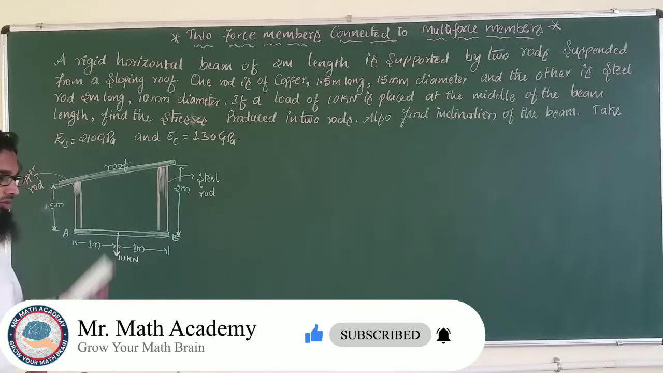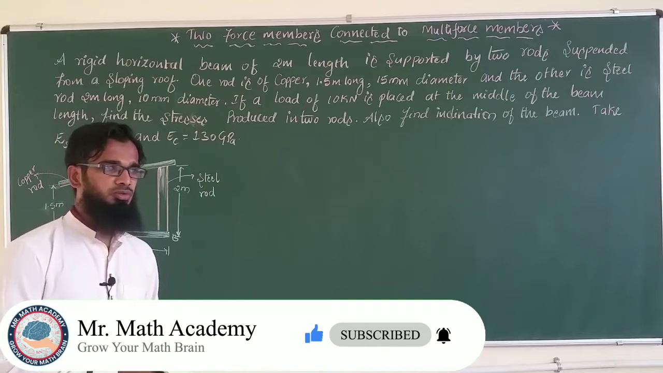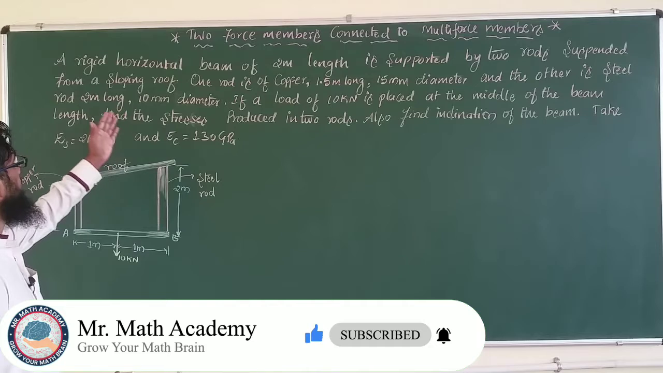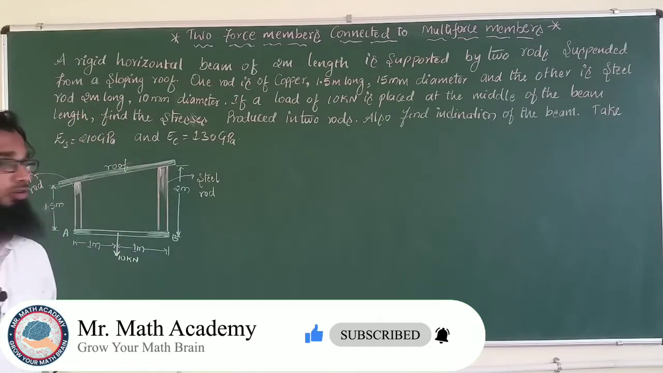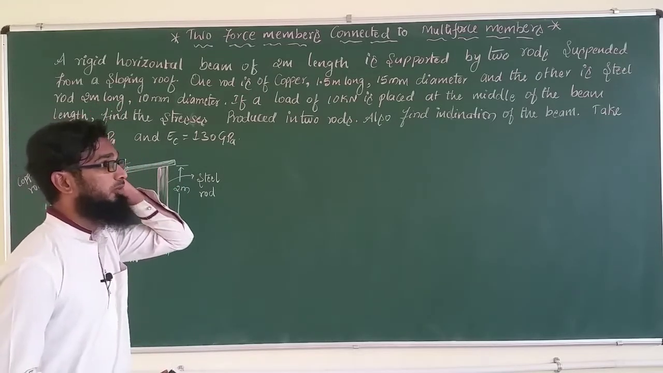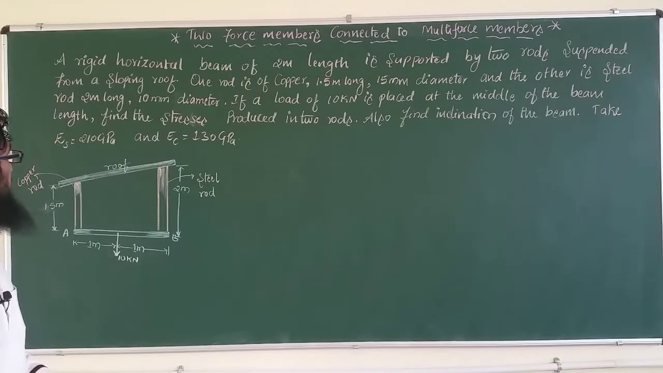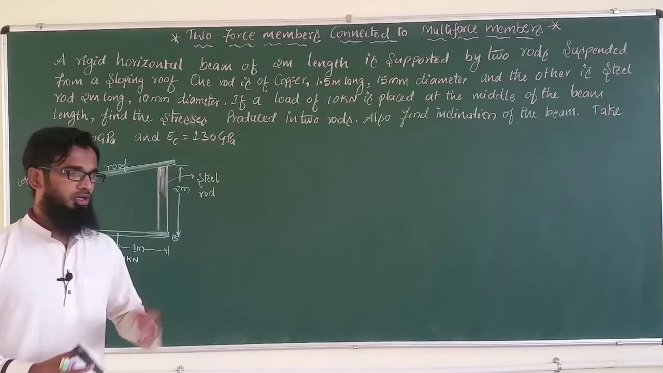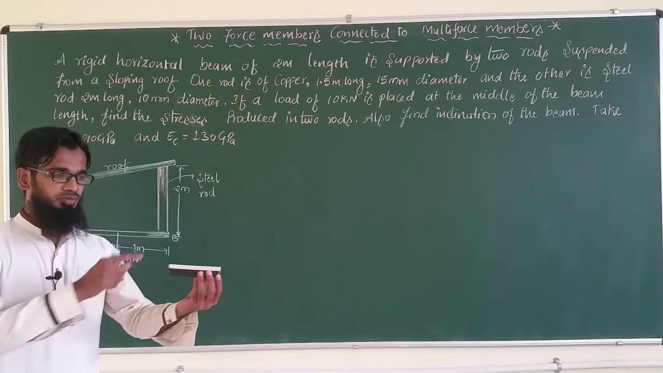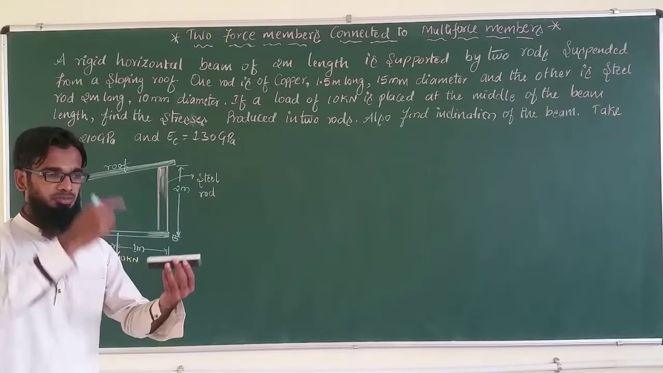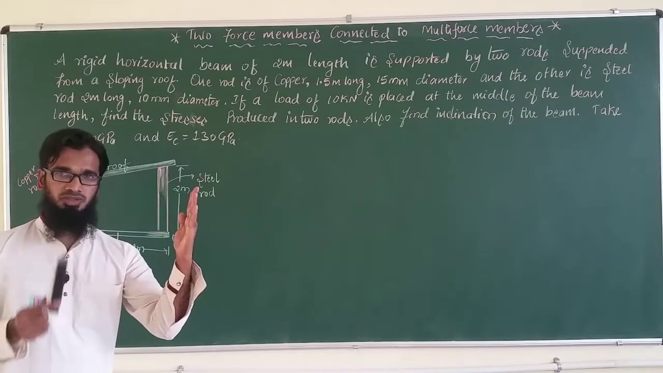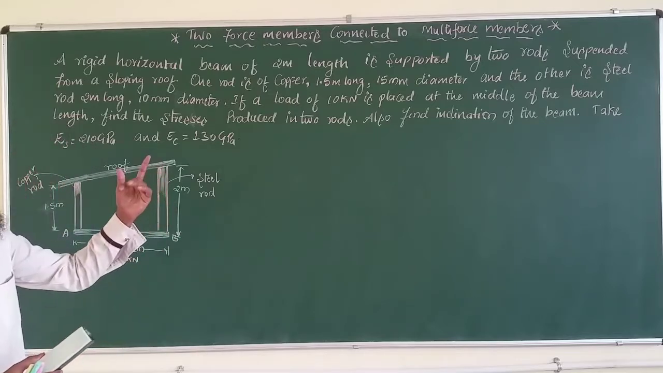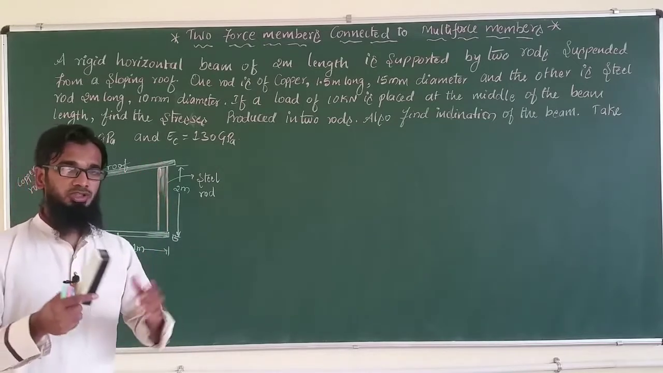Let us consider this one simple problem, which is also important. What is given in this problem is a rigid horizontal beam of 2 meter length supported by two rods suspended from a sloping roof. There is one horizontal beam, and this horizontal beam is suspended by two rods from the sloping roof.